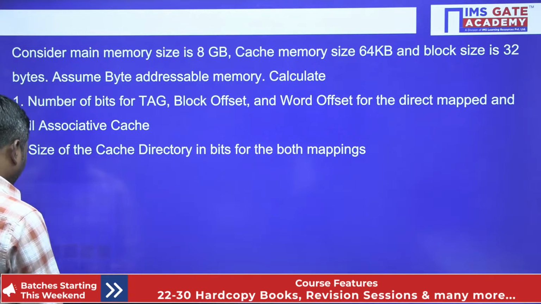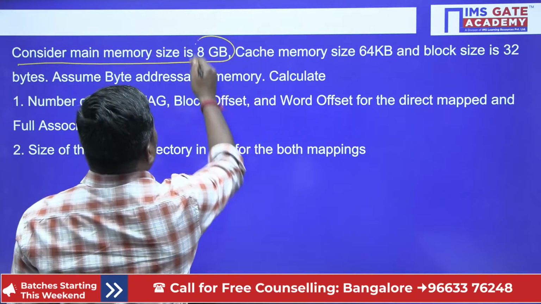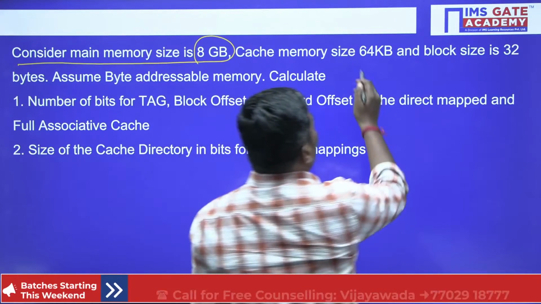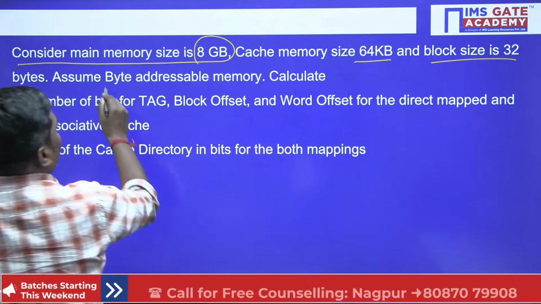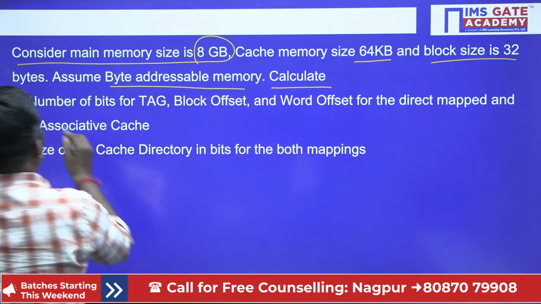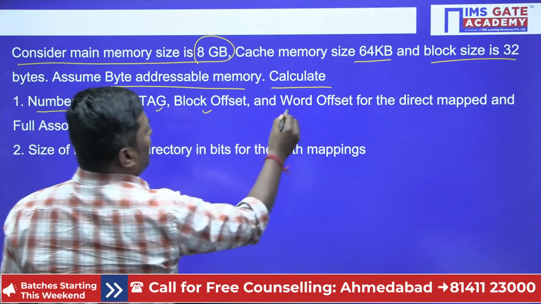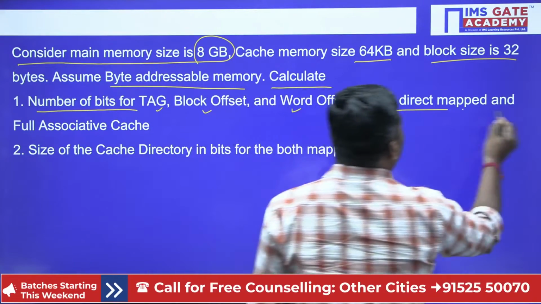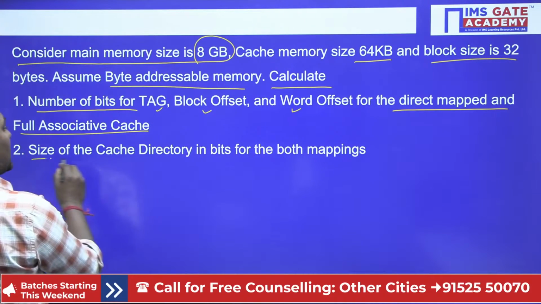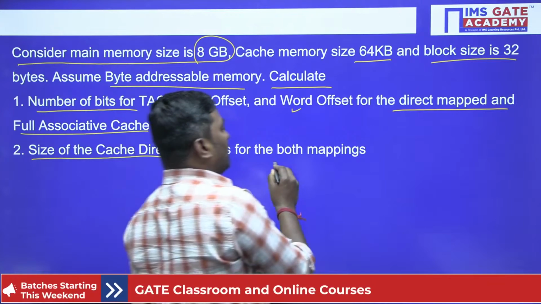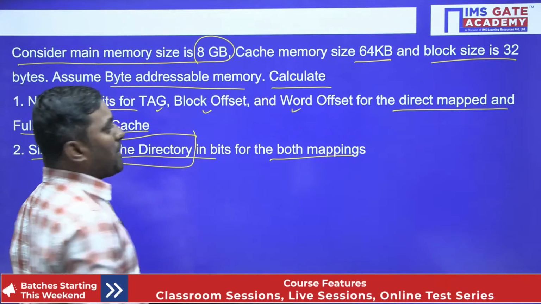Now we'll see one question from this area. Consider a main memory size of 8 GB, cache memory size of 64 kilobytes, and block size of 32 bytes. Assume byte addressable memory. Calculate the number of bits for tag, block offset and word offset for the direct mapped and full associative cache, followed by the size of the cache directory in bits for both mappings.